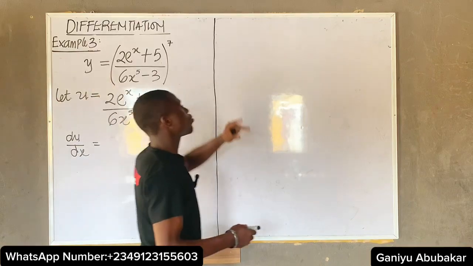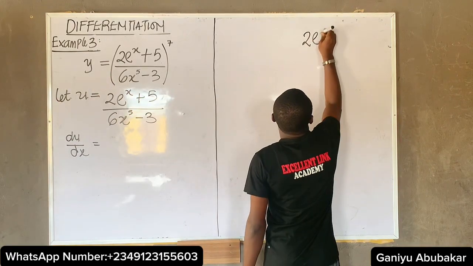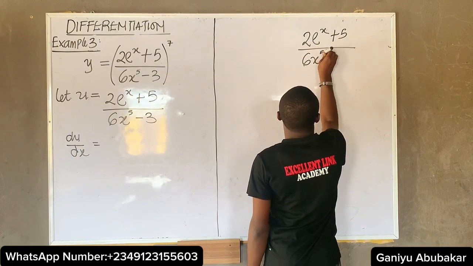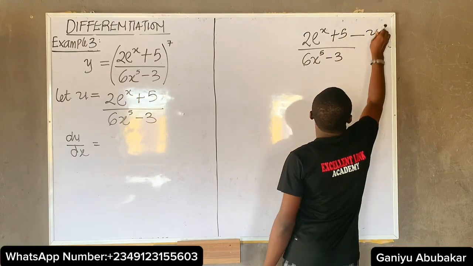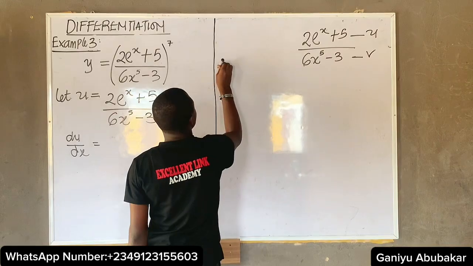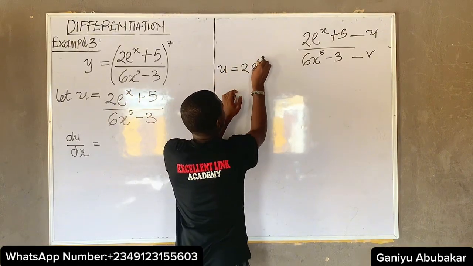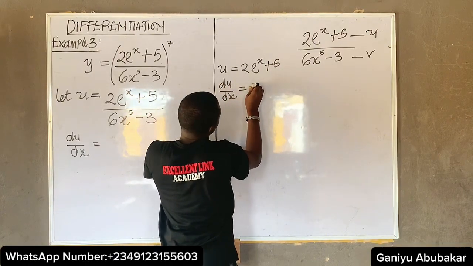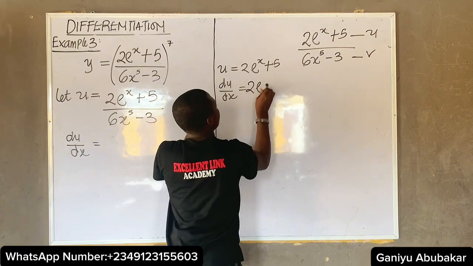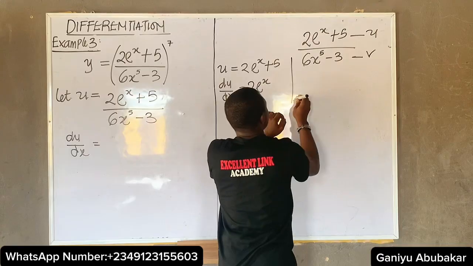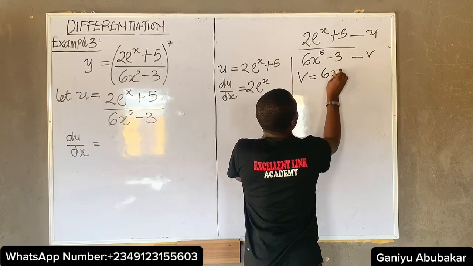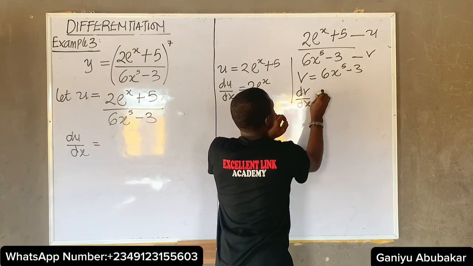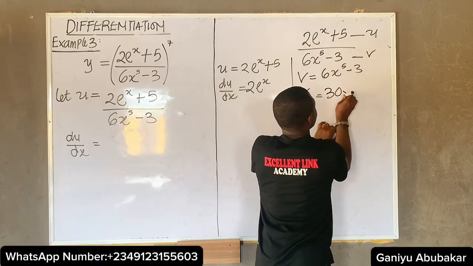So now let me just pick this out separately. So I have 2 exponential x plus 5 over 6x to the power 5 minus 3. So call this one u, call this v. So we're saying that u is equal to 2 exponential x plus 5, du dx is equal to 2 exponential x. Next up, we said v should be equal to 6x to the power 5 minus 3. The dv dx is equal to 30x to the power 4.